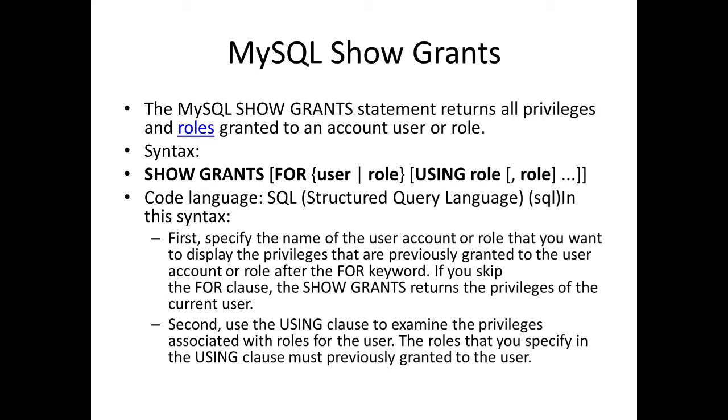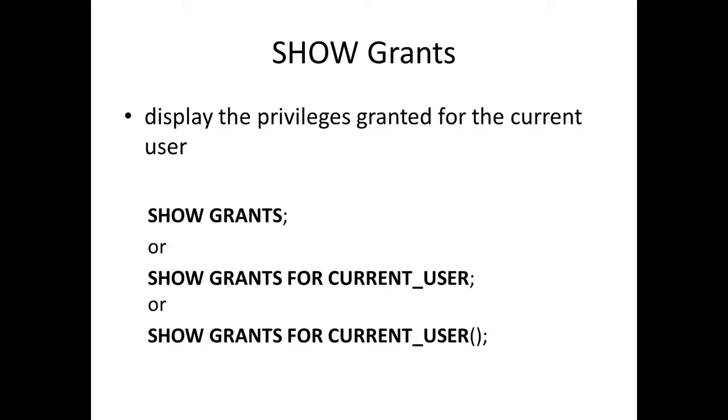For this video, we'll be skipping the USING clause because the version of MySQL I'm using is not the latest, and roles are not yet supported by this version. To display the privileges granted to the current user, we type SHOW GRANTS. If you don't specify anything, that's the same as SHOW GRANTS FOR CURRENT_USER. These are actually similar. Or we just type SHOW GRANTS FOR and then the account name.